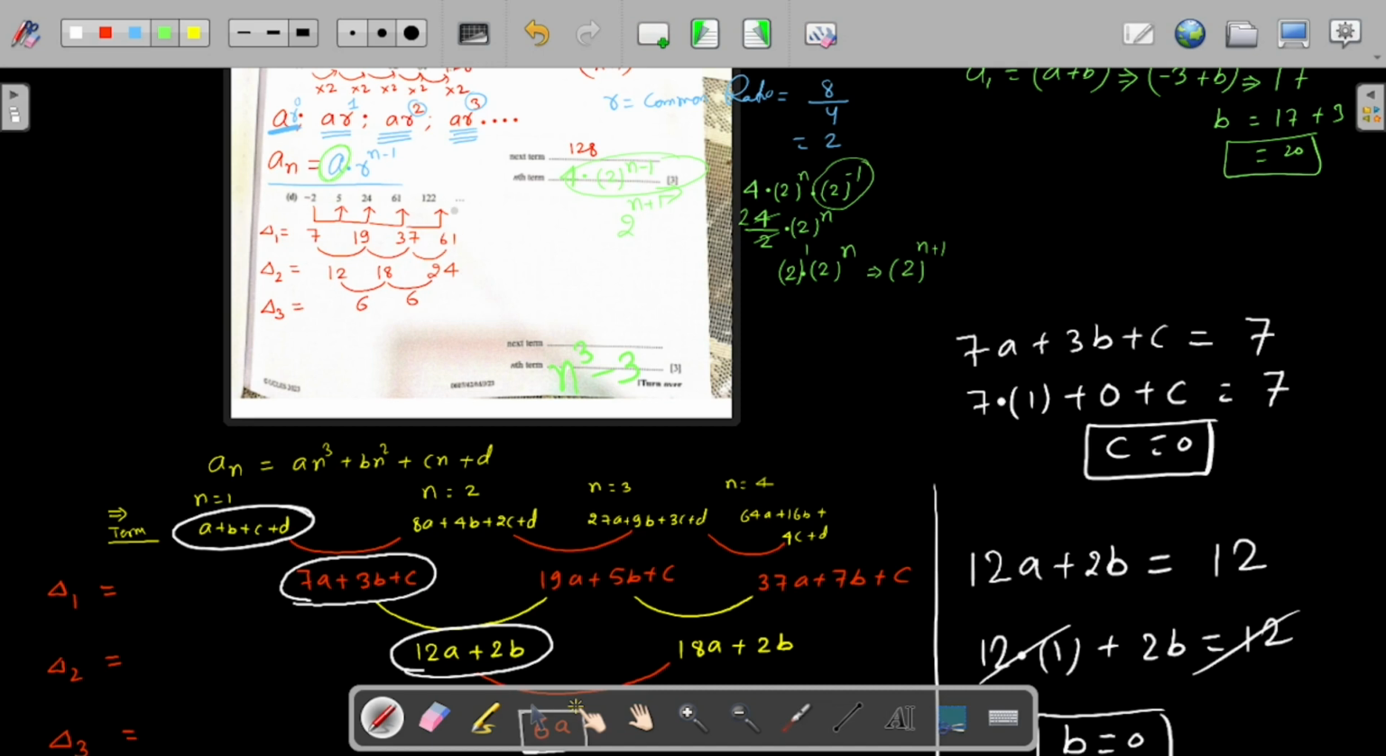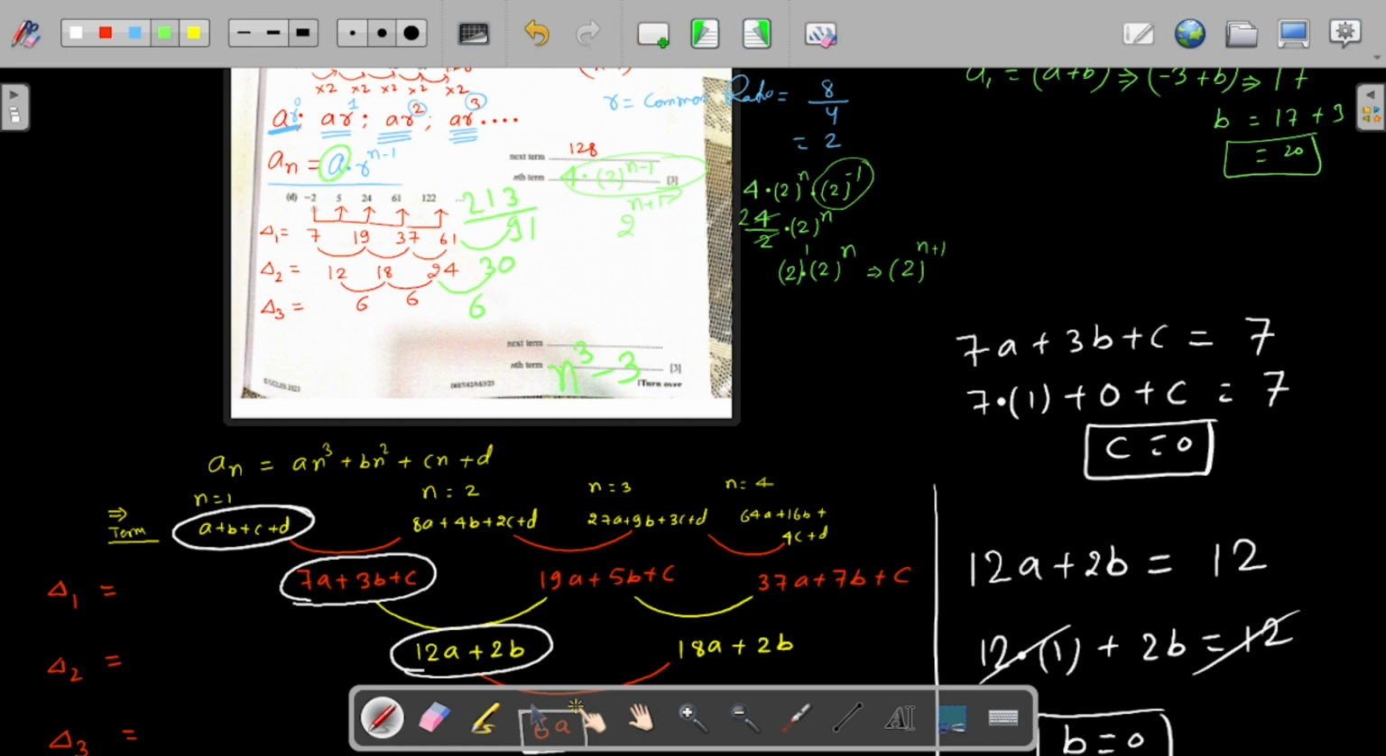If you want to write the next term, either do the simple way: here it's 6, 6, so the next difference will also have 6. So 24 plus 6 is 30. So the next difference should be 61 plus 30, that is 91. Then add 91 to 122, that is 213.